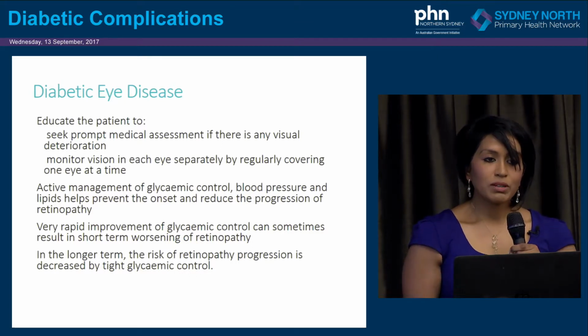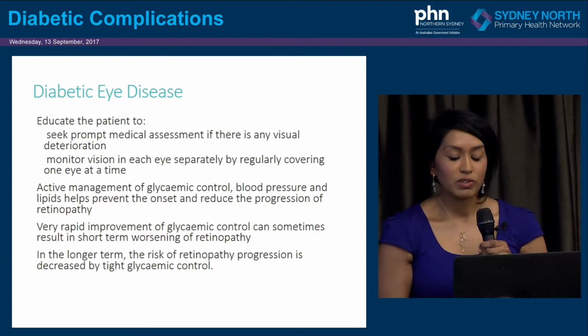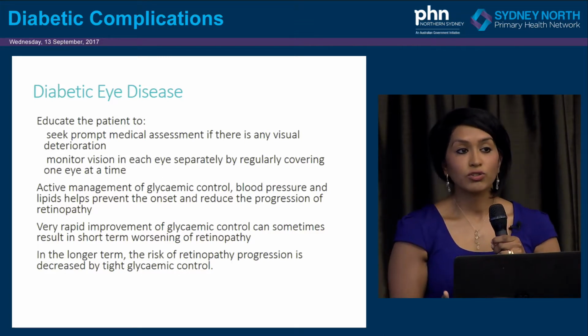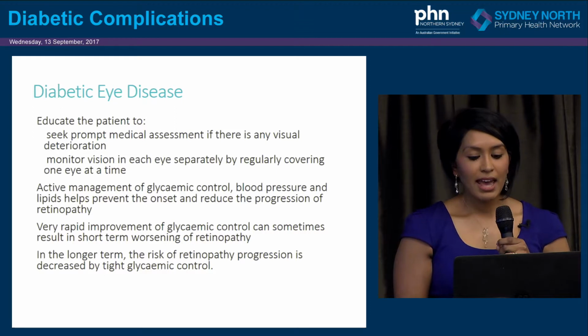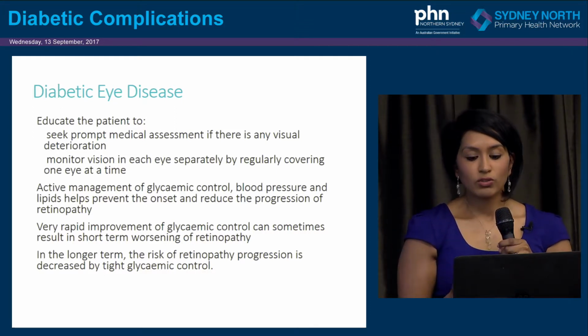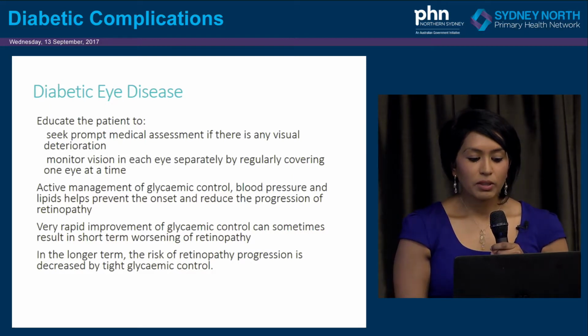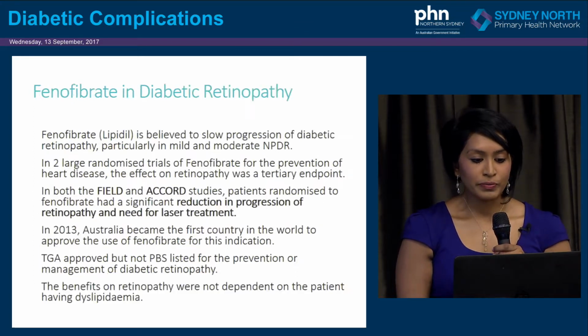But also to keep in mind that if someone does have retinopathy and they are rapidly improving their glycemic control, which does often happen when people develop complications, that can actually sometimes in the short term worsen retinopathy. So if they notice a change in vision with their improvement in glucose control, you might actually want to refer them for a review at that time in case there is some progression. But in the longer term, the risk of retinopathy progression is significantly decreased by good glycemic control.